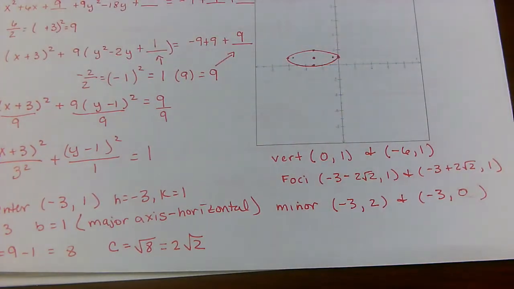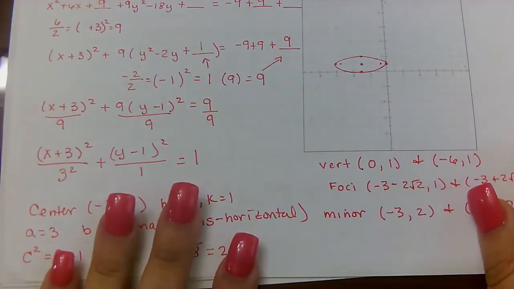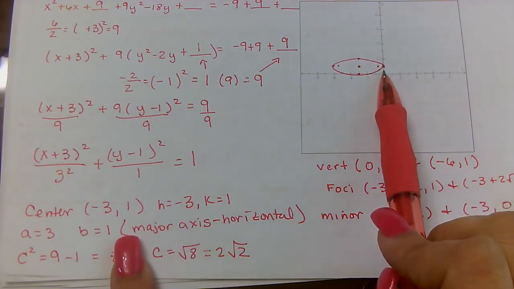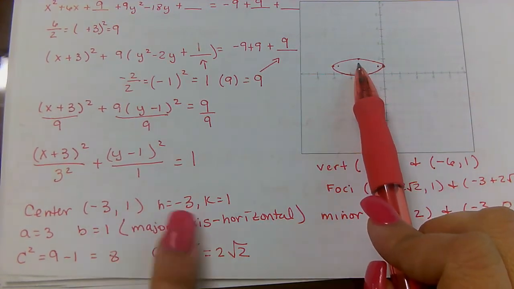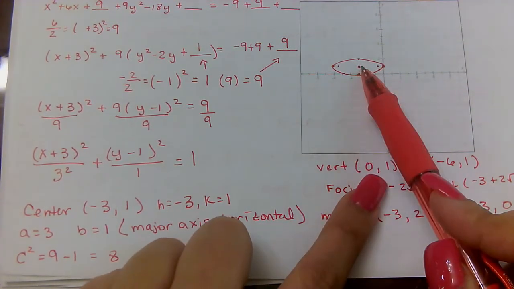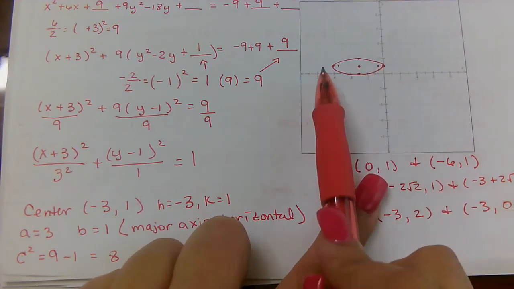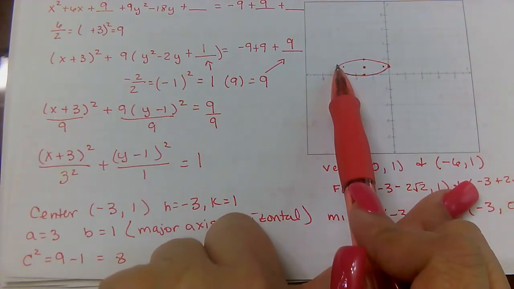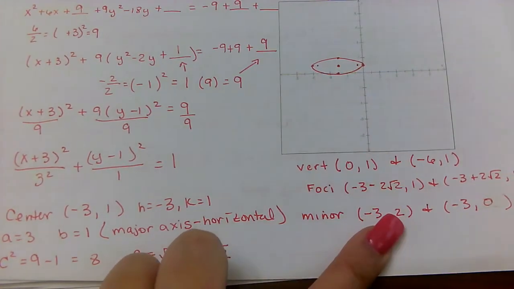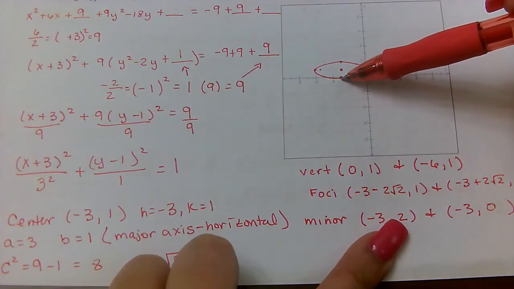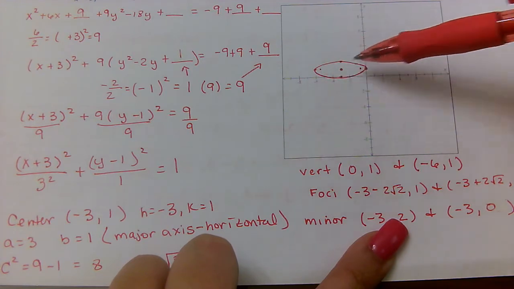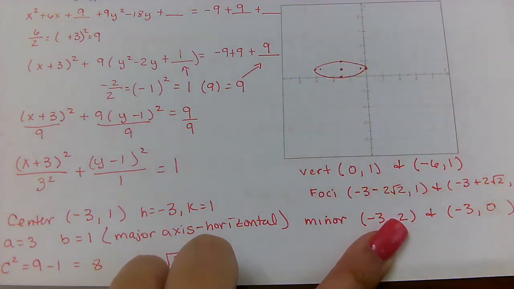Okay. Finally, I have all the points. I can go ahead and graph. Our center, (−3, 1). And then our vertices would be (0, 1) over here, and (−6, 1) here. Okay. Minor axis endpoints would be (−3, 2) and (−3, 0). The foci, I just put an approximation of where those points are.